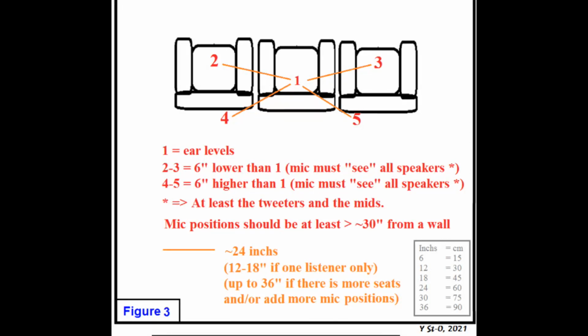One thing to note is that for positions 2 and 3, you want the mic 6 inches lower than it was at position 1, your main listening position. And then for 4 and 5, you want it roughly 6 inches above position 1. So this is, I would say, the normal setup.